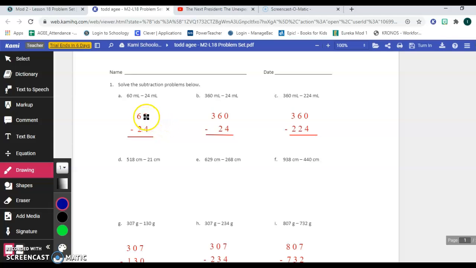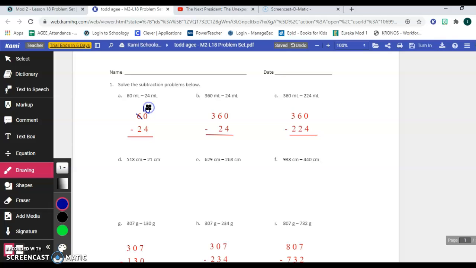So we've got 0 ones, and I'm trying to take away 4. So obviously I need more ones. Now it appears as if I have none, but I actually have 60 ones here. So if I go over here to these 6 tens, I've got 6 of them. I'm going to take one of those tens and regroup it as 10 ones.